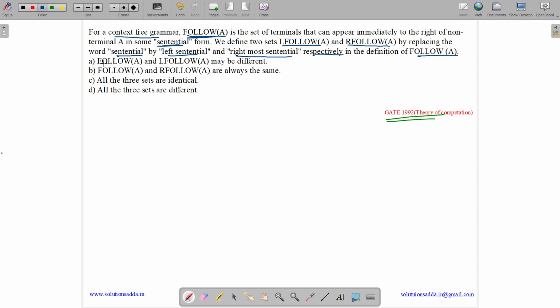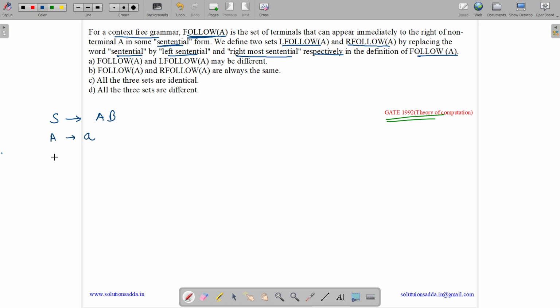So which are true? Follow of A and L follow of A may be different. Follow of A and R follow of A are always same. All three sets are identical and all three sets are different. Okay, so let us see if we are able to eliminate some of the options by taking an example. Let us assume the following grammar.